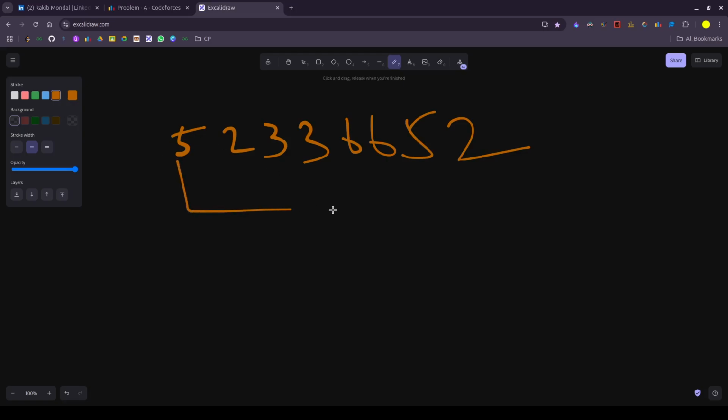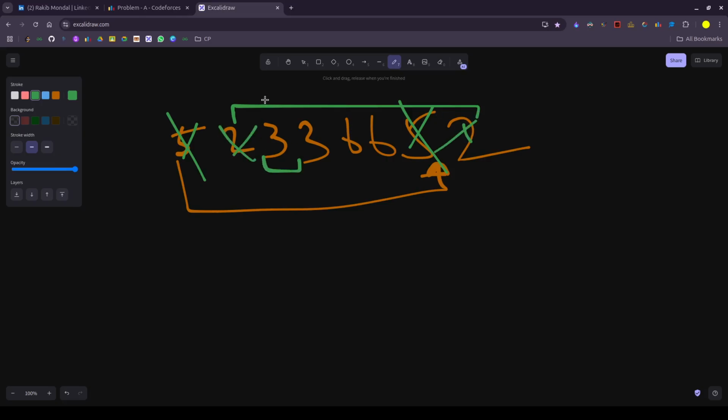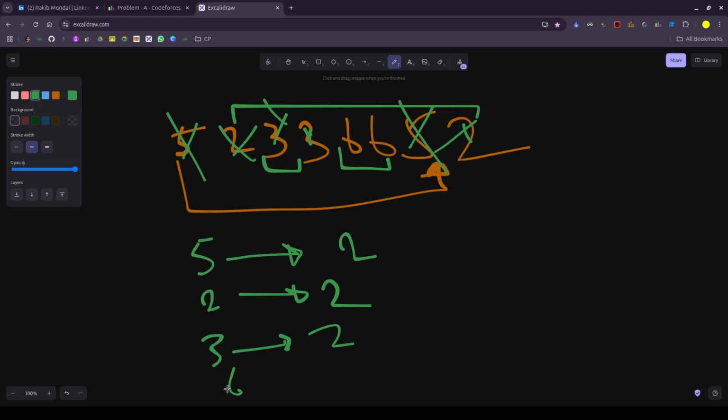Like in an array we have 5 2 3 3 6 6 5 and 2. So this 5 and this 5 are the same value, and the indexes are obviously unique and not selected previously. We can select these two values, and this two, and this two and this two. So we have 5 two times, 2 two times, 3 two times, and 6 two times.